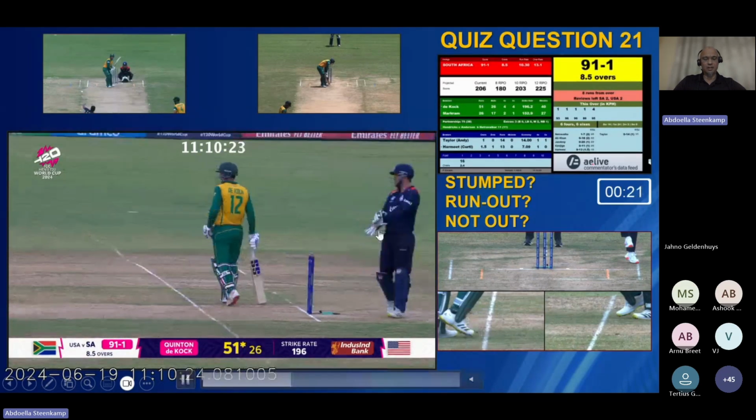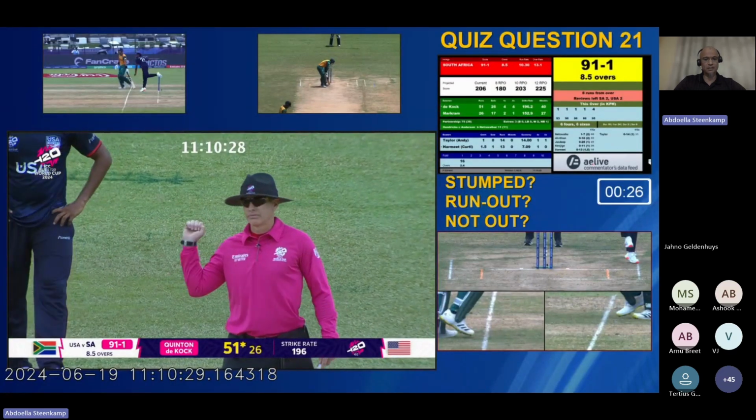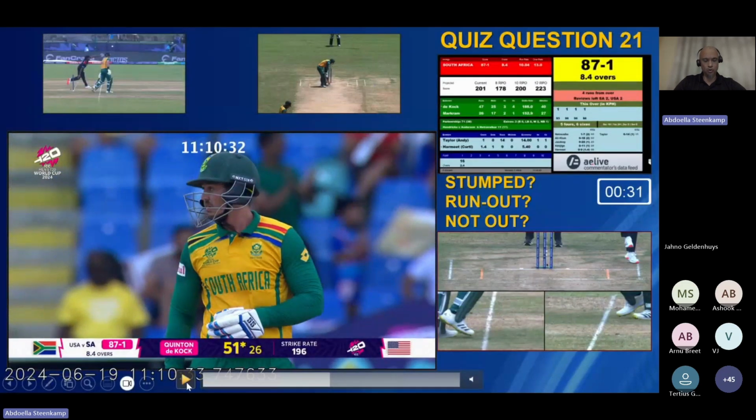In T20 and 50 over cricket, there's a playing condition that covers free hits. So if a no ball is bowled, the next delivery is a free hit. And also part of the playing condition is that on the free hit ball, the only modes of dismissal allowed are run out, obstructing the field, and hit the ball twice. This is the only 3 ways you can be dismissed if the delivery is a free hit. So we're now going to look at the free hit delivery.